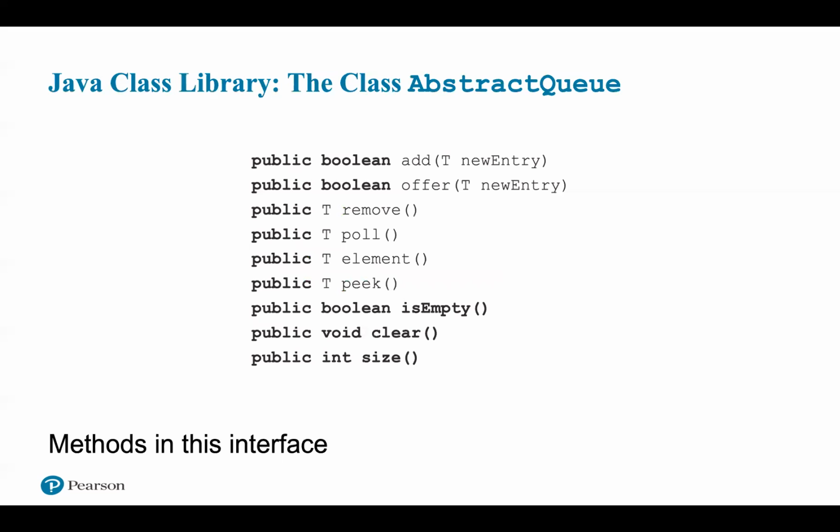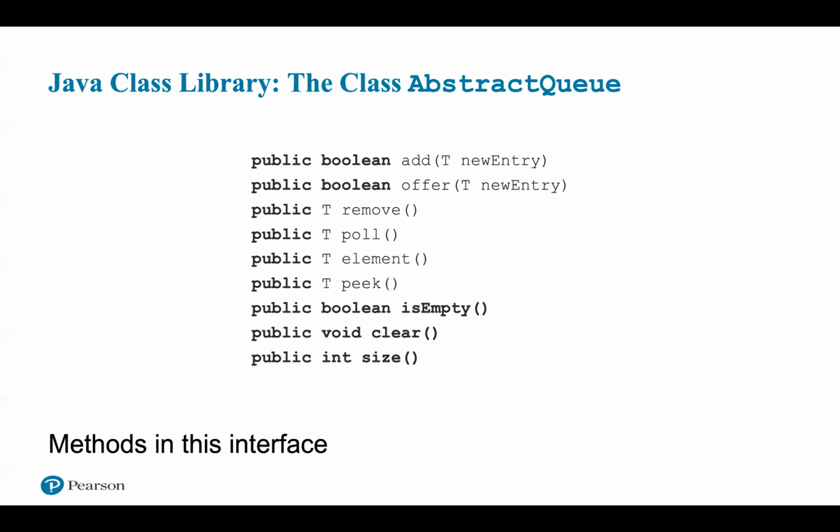So here we'll briefly mention the Java class library class AbstractQueue. The standard package java.util in the Java class library contains the abstract class AbstractQueue. The class implements the interface java.util.Queue and does not allow null entries in the queue.